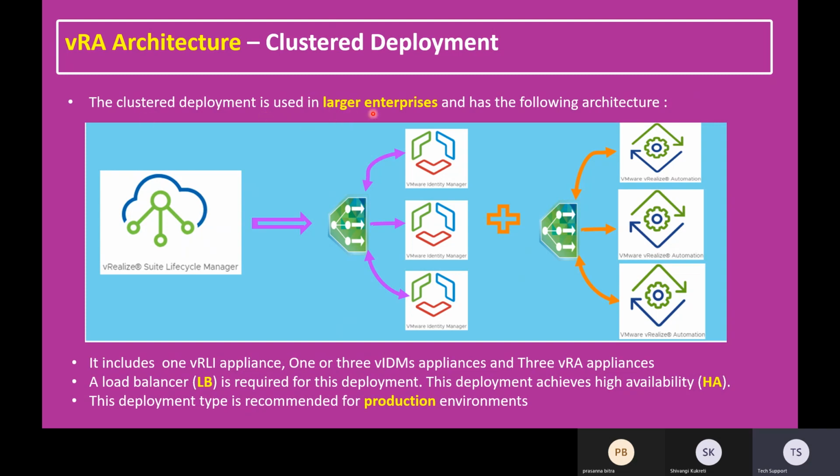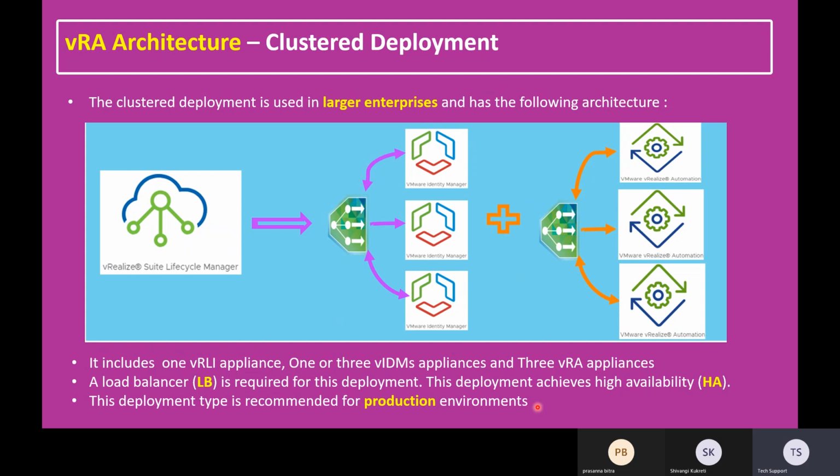The cluster deployment is used in larger enterprises and has the following architecture components. It includes one LCM appliance, 1 or 3 IDMs, and 3 vRA appliances. A load balancer is required for this deployment, and this deployment achieves high availability also. High availability means if one IDM is down or one vRA is down, there will be no impact to your production. And this deployment type is recommended for production environments. This is the clustered deployment architecture.